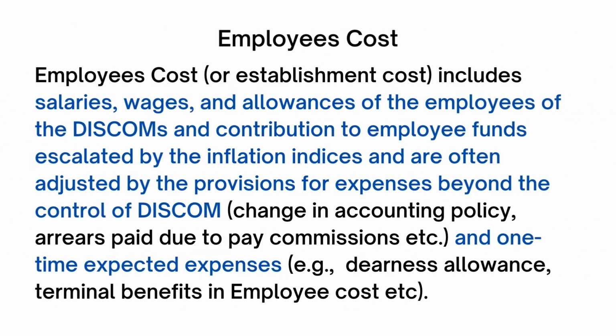First component is employees cost, or establishment cost, which includes salaries, wages, and allowances of the employees of the distribution companies and contribution to employee funds, escalated by the inflation indices and are often adjusted by the provisions for expenses beyond the control of distribution company, change in accounting policy, arrears paid due to pay commissions, etc., and one-time expected expenses, example, dearness allowance, terminal benefits in employee cost, etc.